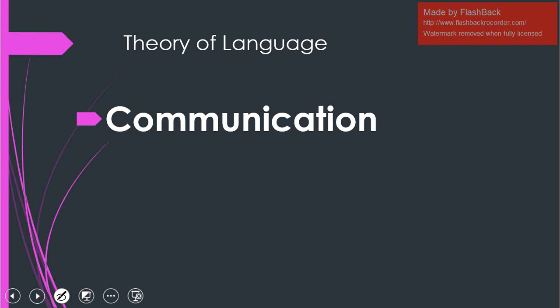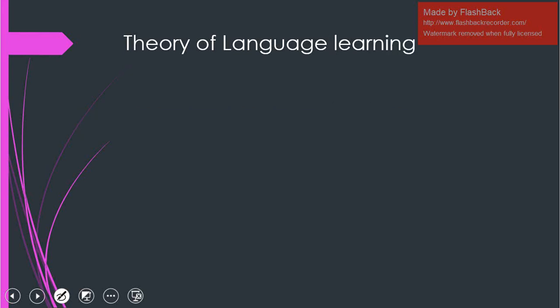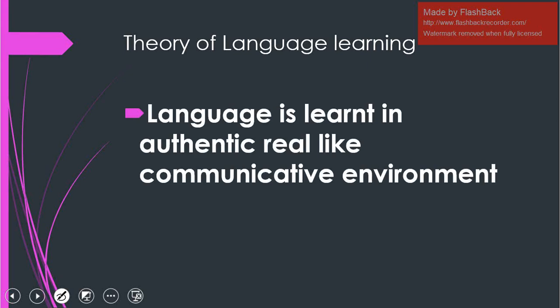So that method was totally simple in that manner: if you're able to communicate in the target language with broken grammar, with average pronunciation, you are okay, you're ready to go, you're ready to mingle. Okay, theory of language learning. What was the theory of language learning in that approach? Language is learned in an authentic real life communication environment.